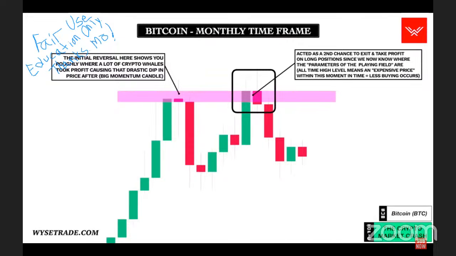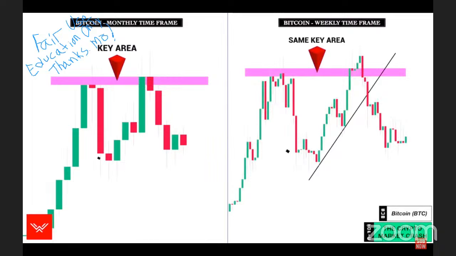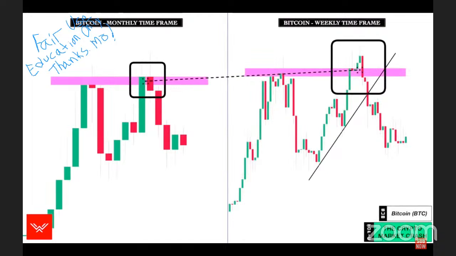Now let's pull up the weekly time frame and put it beside this one. On the left is the Bitcoin monthly time frame we just looked at, and on the right is the Bitcoin weekly time frame. Same key level and area, same uptrend. This area here is this same area here.